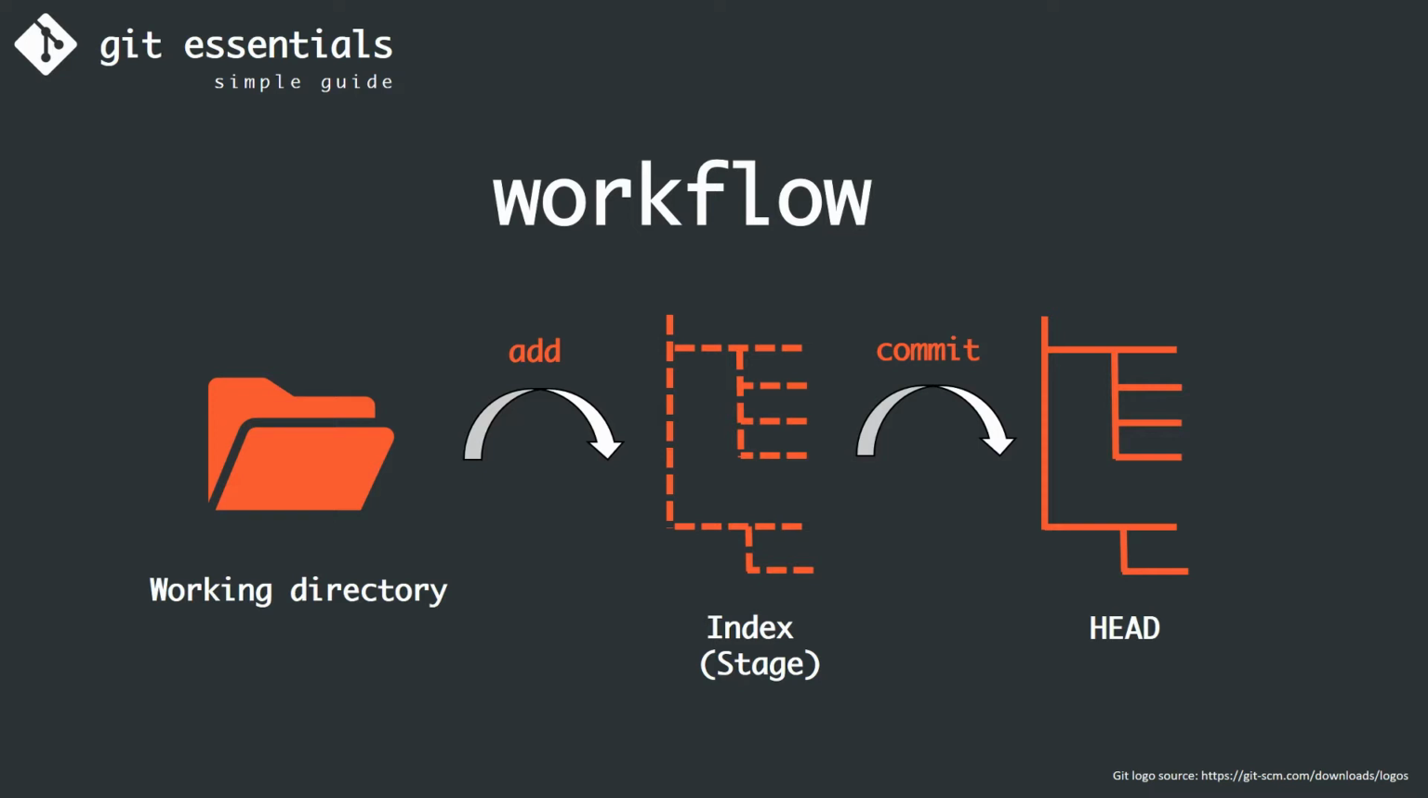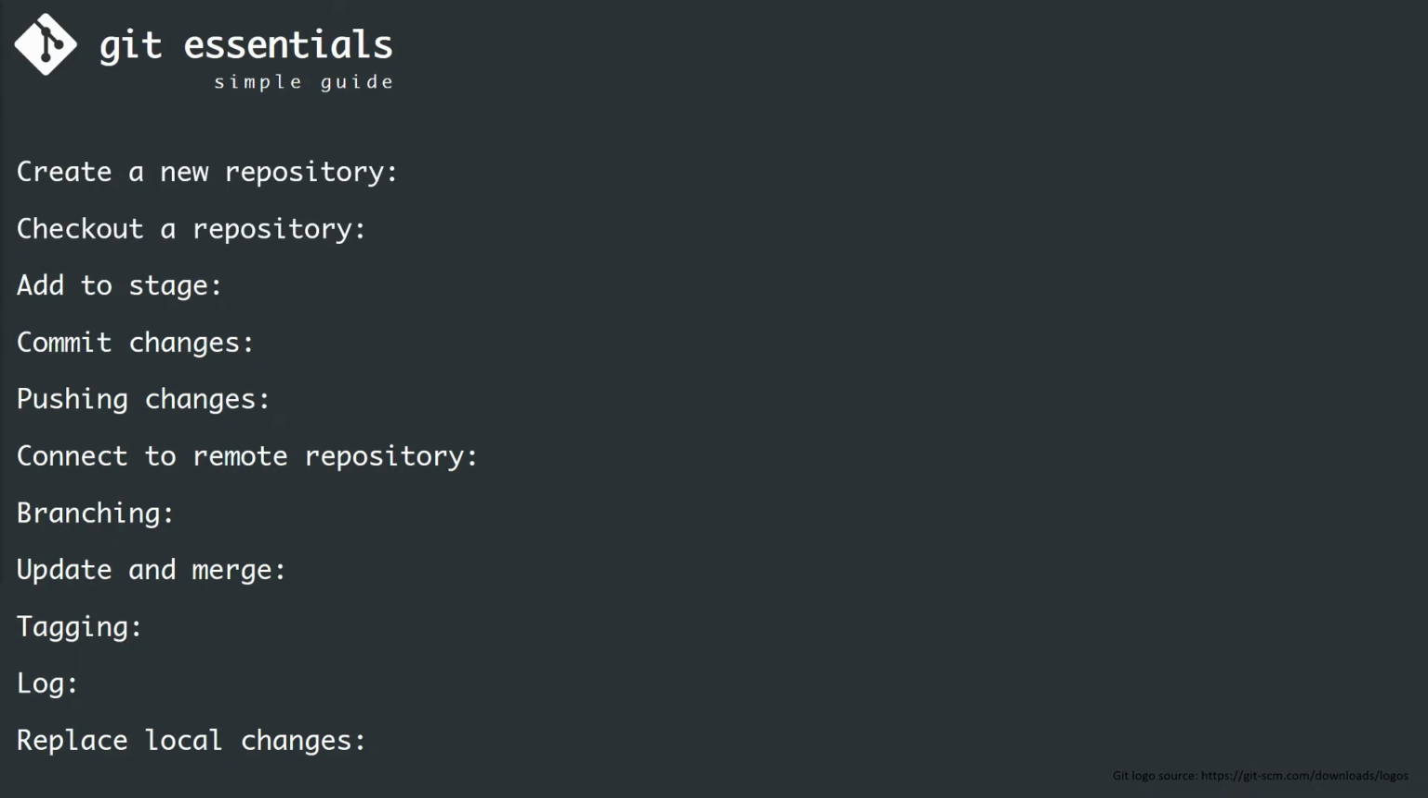So from your working directory, you add your files to the staging area, and once you're done, you commit them to your local Git repository. So let us see how we can do them one by one.